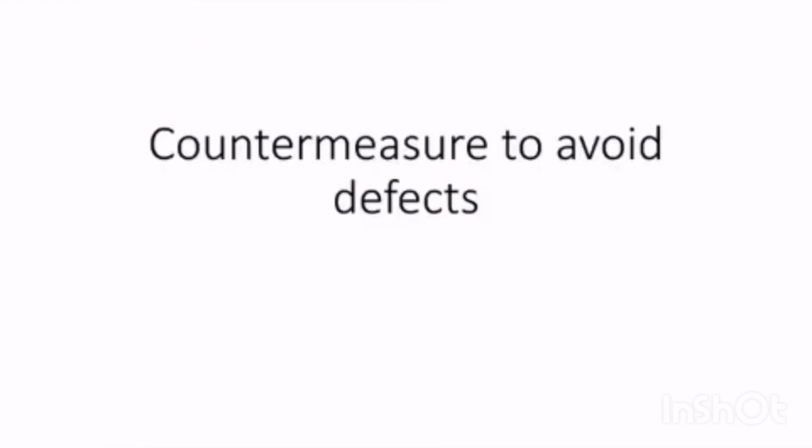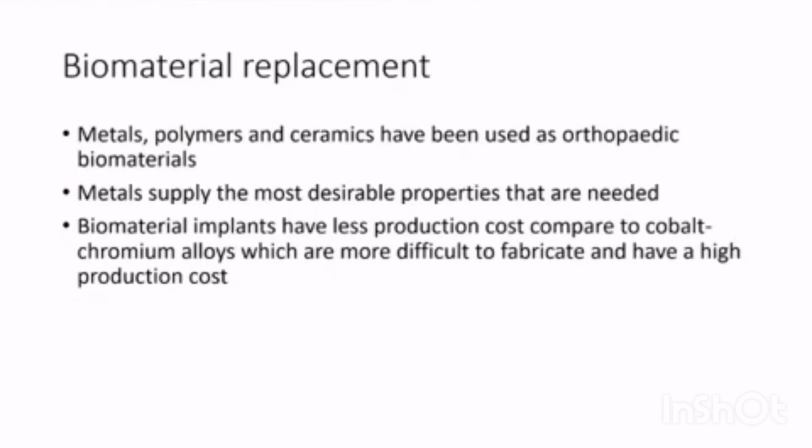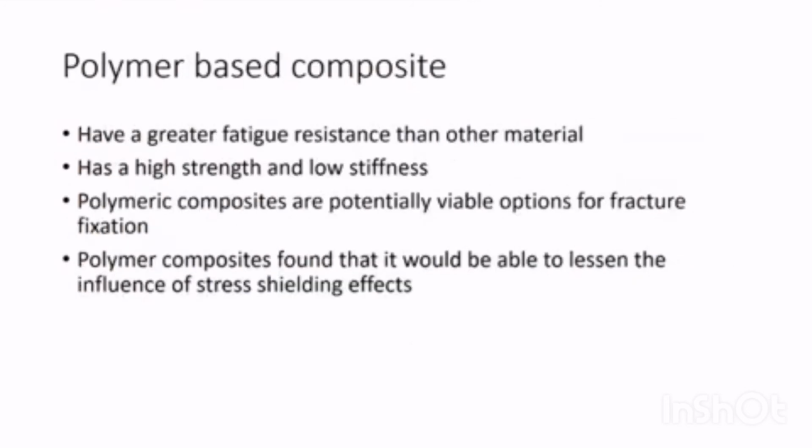So, what are the countermeasures to avoid this defect? It is by using biomaterial replacements. Metals, polymers, and ceramics can be used as orthopedic biomaterials, as these biomaterials have a lower production cost compared to cobalt chromium alloy or titanium alloy, which are much more difficult to fabricate and have a higher production cost.